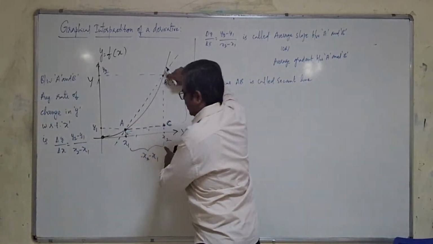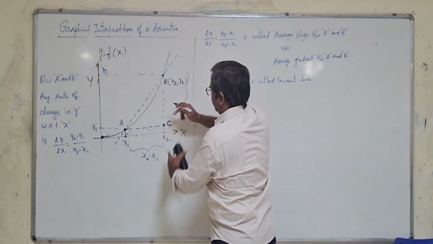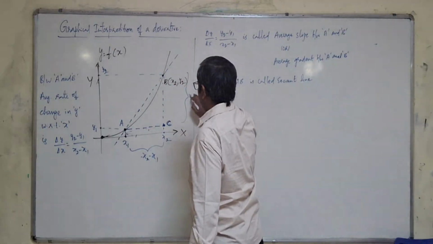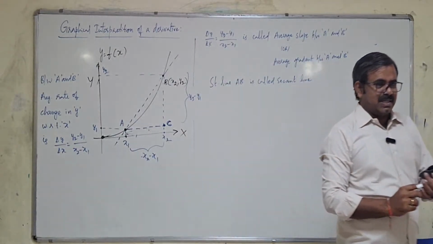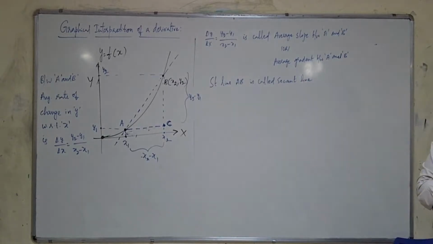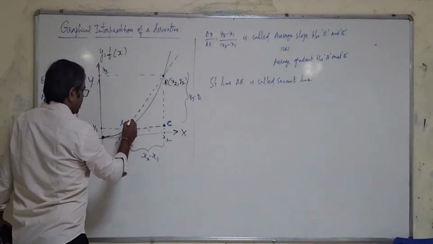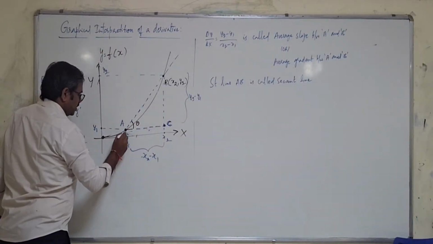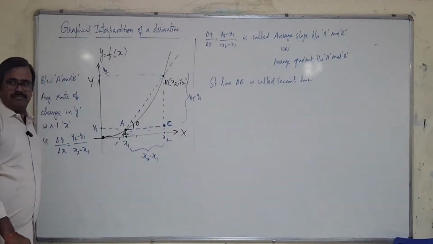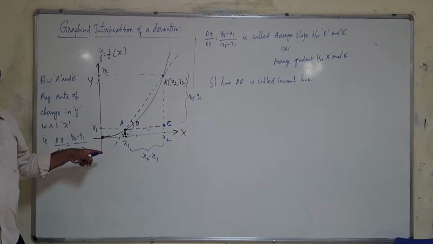And for the y coordinate, this is the length Y2 and this length is Y1. So what is this equal to? Y2 minus Y1. Now, the secant line that we have drawn, what is that secant line? AB. The secant line makes an angle theta with the horizontal. Let's say this angle is theta. The angle made by the secant line with the x-axis is theta.